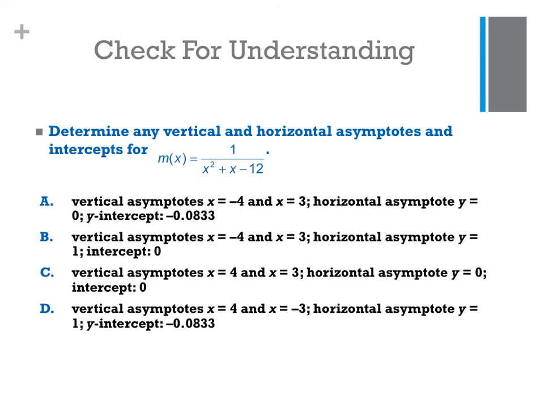All right, so here's what I want you to do. I want you to check your understanding of vertical and horizontal asymptotes and intercepts for this function. And it doesn't say provide a graph, but it wouldn't be a bad idea for you to just graph this function to confirm your answers, to make sure that your vertical and horizontal asymptotes are in the correct location as well as the intercepts. So go ahead and work this problem out and choose A, B, C, or D, and then press submit.